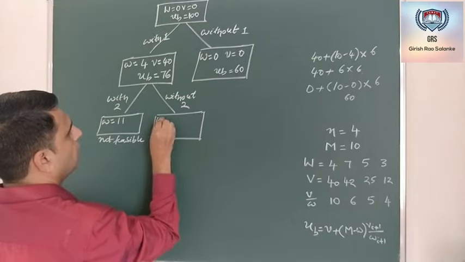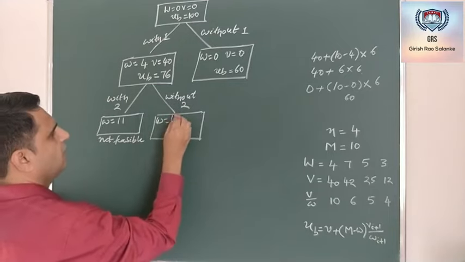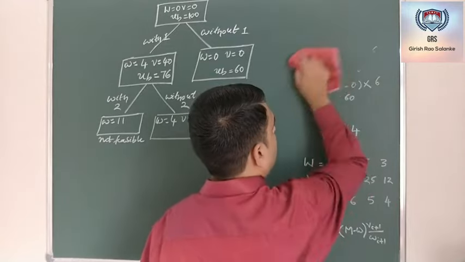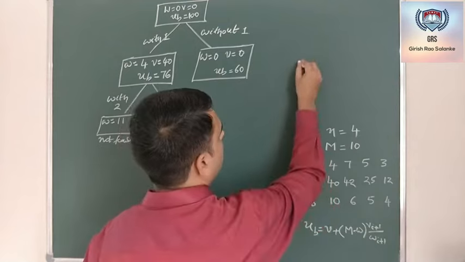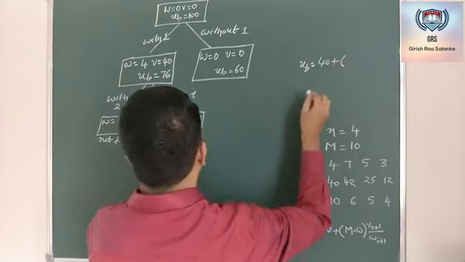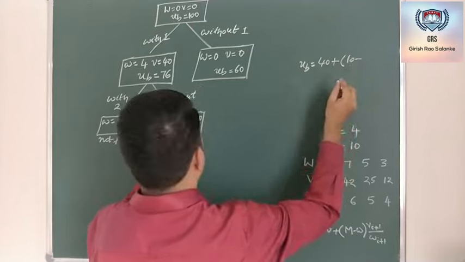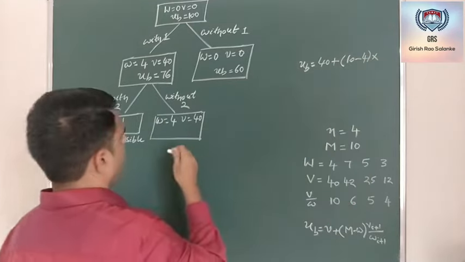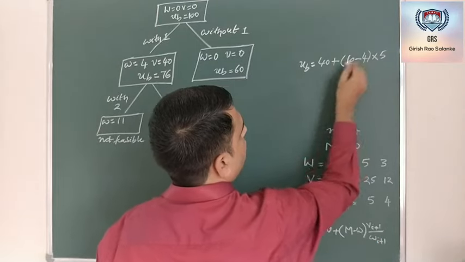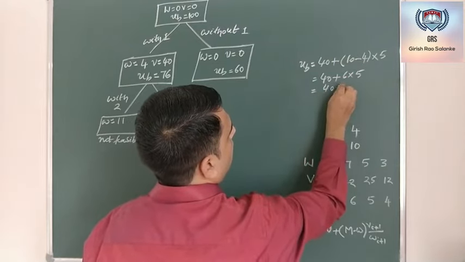What it says: W is, this was without the second node. Without the second node, my W remains as it is, and my profit also remains 40. Now calculate the value of the upper bound. Now the upper bound value is how much? V is 40 plus (10 minus 4) into the profit by weight of the next object, that is this. Profit by weight of the third is 5. So this is 40 plus 6 into 5, which is 70.